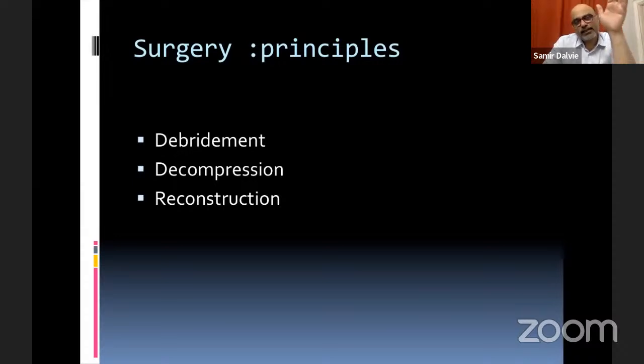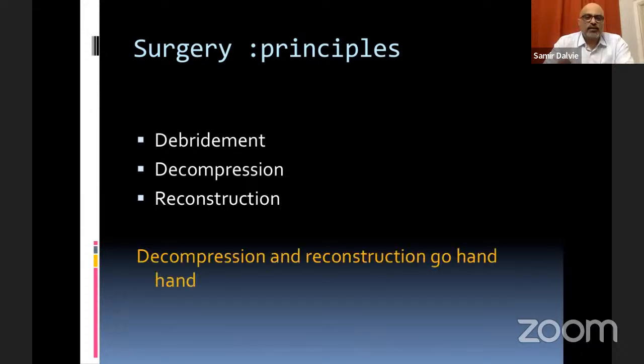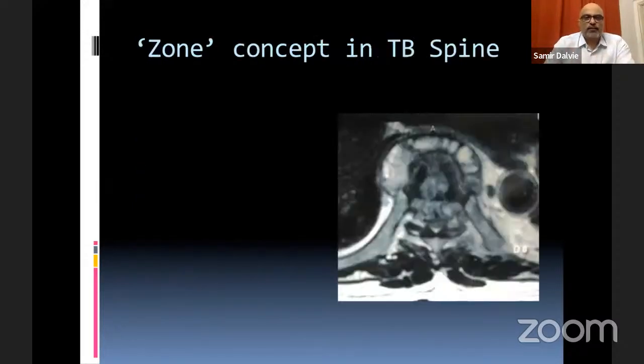So in addition to the fact that the disease has damaged the column, the surgery also damages the column. So when we do the debridement and decompression, we are removing bone, and there is a resultant instability, and we need to reconstruct that. And the decompression and the reconstruction go hand in hand. They are not separate issues. You cannot just do a decompression and come out. You have to do it together.